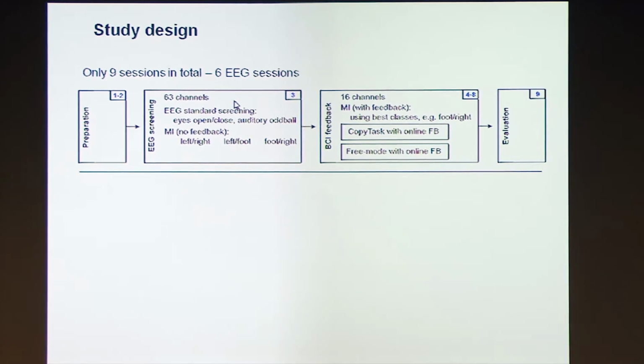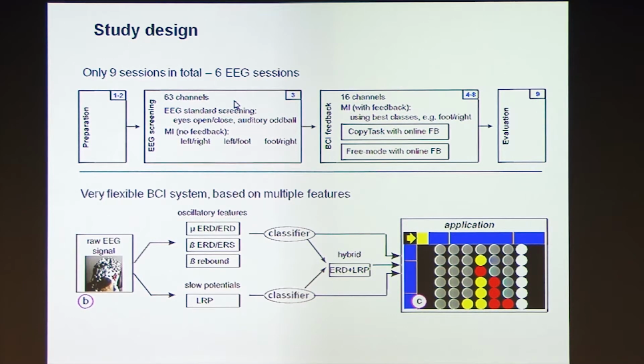What we did was basically the same protocol that I showed. We had these so-called oscillatory features for motor imagery, but there were also slow potentials that we didn't talk about so far, and we also used them. We built classifiers and had a hybrid classifier. The application that we had was Connect 4. It's a game. We used it because there's always a motivation issue for patients.